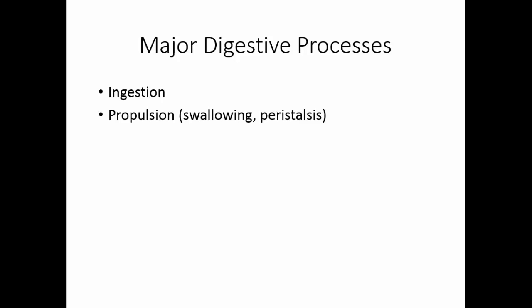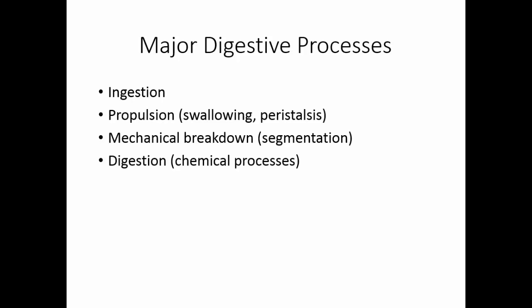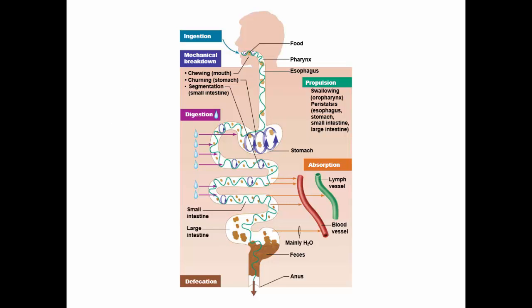There are 6 major digestive processes: ingestion, or the taking in of nutrients; propulsion, which has to do with swallowing, and peristalsis, moving the food through the system; mechanical breakdown, performed by chewing and segmentation; digestion, which are the chemical processes involved in breaking large molecules into smaller molecules that can be absorbed. And then finally there's defecation, the elimination of undigested material from the digestive system. These processes are outlined on this picture.